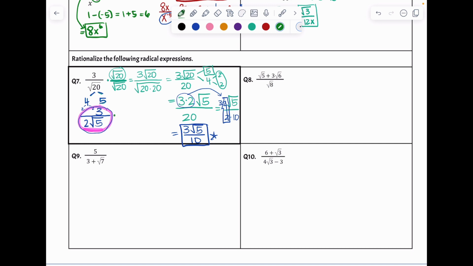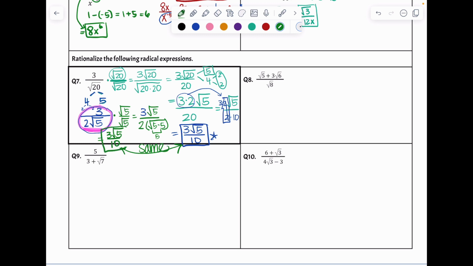I'm going to multiply numerator and denominator by just the radical piece of the denominator, which is rad 5 over rad 5. Then the numerator is going to be 3 square root of 5 over 2 times square root of 5 times 5. And square root of 5 times 5 ends up being just 5. So 2 times 5 is going to be 10, and then 3 rad 5. See? Exactly the same.